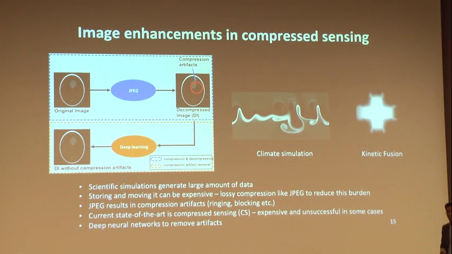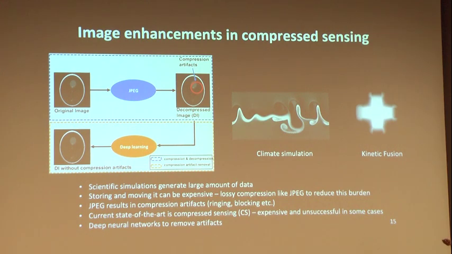The idea here is to use deep learning to remove these artifacts introduced by compression. How do we do that? We can take a lot of images with artifacts and images without artifacts, and train a deep learning system to do the mapping: given an image with compression artifacts, how do you get the pure image without the compression artifacts? Okay? So we did that, and then is it specific to climate simulation?